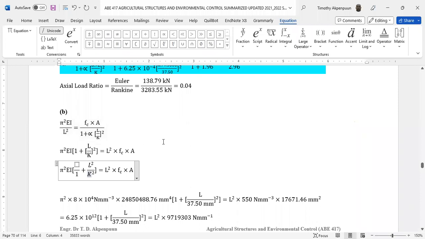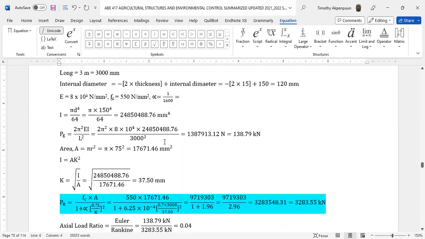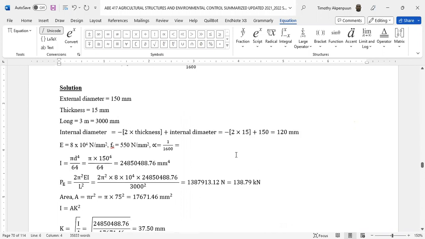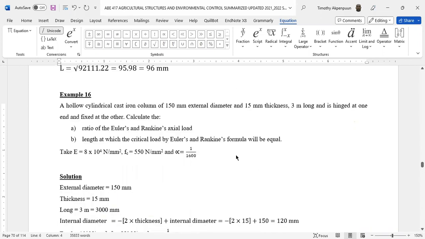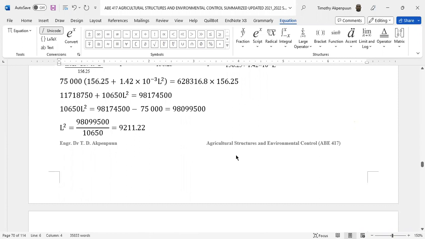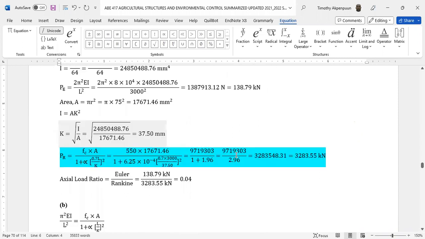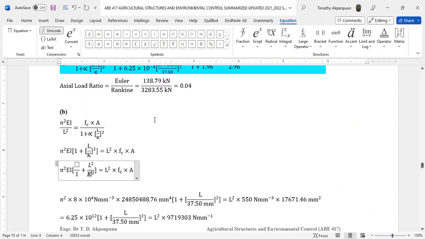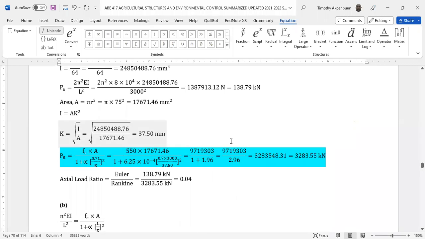Because we used 2 pi square here. Wait now. What's the end condition? It says one end is fixed, the other end is free. No, forget it. It's not 2 pi squared. Why are you saying 2 pi squared? Because we are trying to compare the two, Euler and Rankine. So I feel that since we use the formula for Euler as 2 pi square EI over L square before, so when comparing them also, I feel that we should also use the same formula.